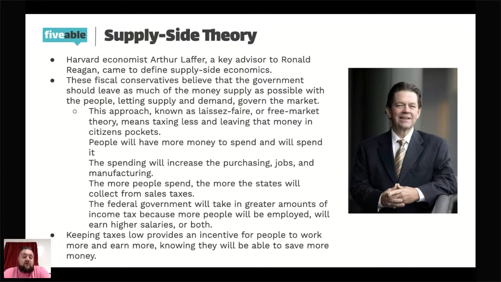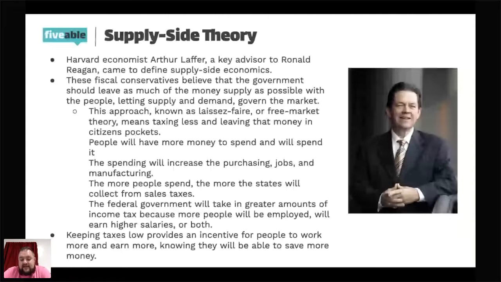Okay, so the federal government will take greater amounts in income tax because more people will be employed and will earn higher salaries, or both. So again, it's kind of like a cycle here. The idea is we're going to cut taxes. People are going to have that extra money. People are just going to go out and spend that extra money. As a result of them spending the money, the corporations are going to need to hire more people because they can keep up with demand. And it works out well for the government because the government's going to get more money because more people are going to be paying income tax.